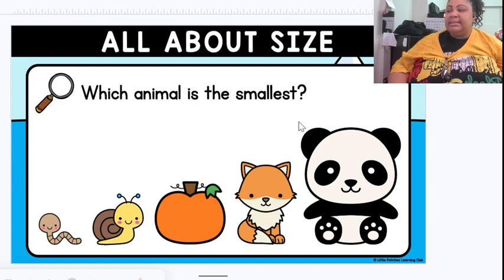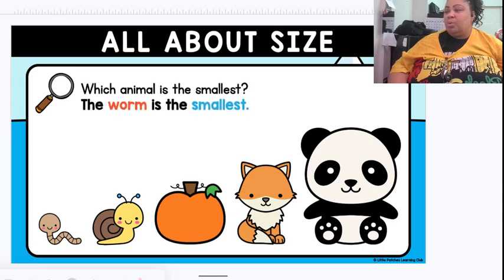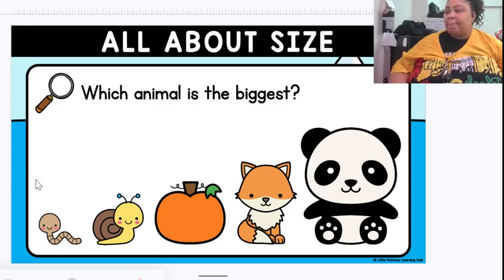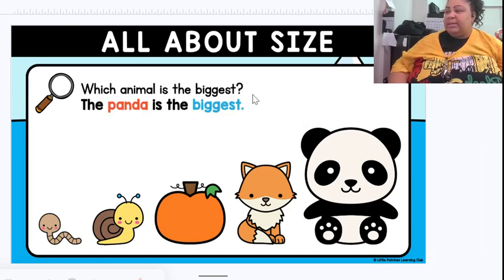Which animal is the smallest? The worm is the smallest. Which animal is the biggest? The panda is the biggest.